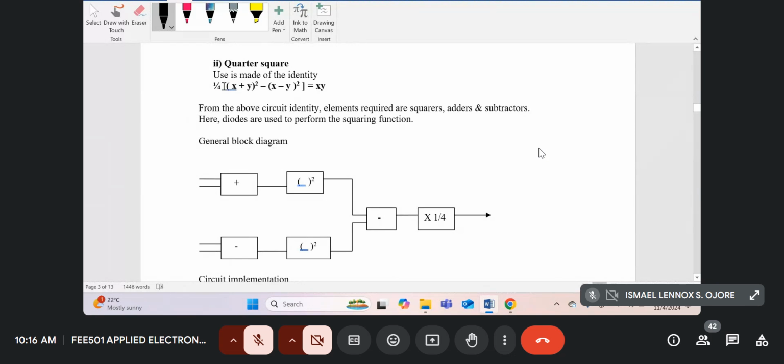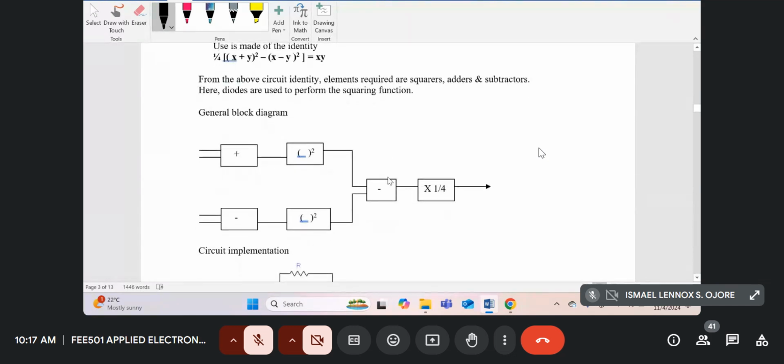Now looking at this equation over here, to implement it, you need adders for x plus y, you need subtractors for x minus y, and then you need squarers. And then finally, we need to subtract again what we have squared, and then multiply the result by a quarter. So in block diagram representation, it looks something like this.